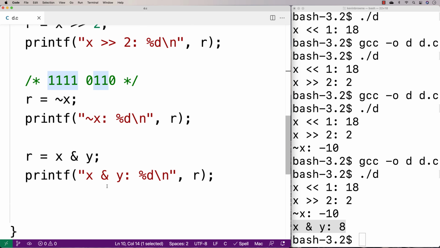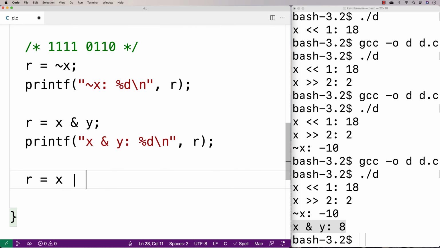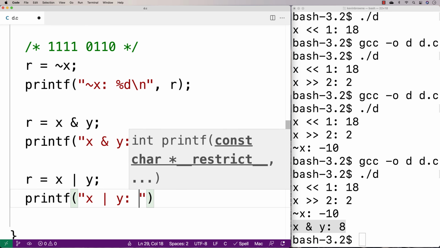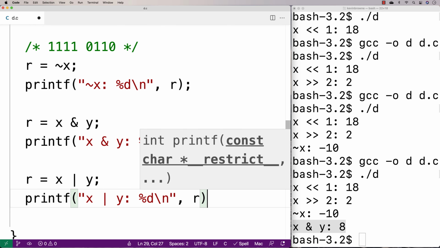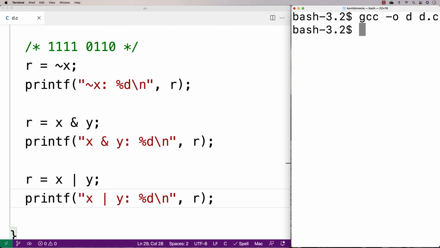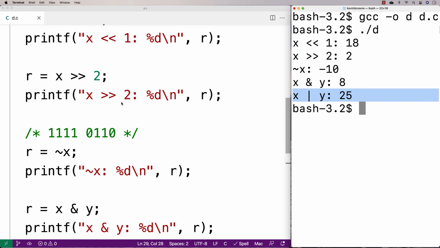So we expect that X or Y is going to give us 25 back because of the way it sets the bit. So we'll say X or Y %d. We'll output R here. Let's just compile this here and see what we get. So compile it, run it, and we get X OR Y is 25. So that's the OR operator.